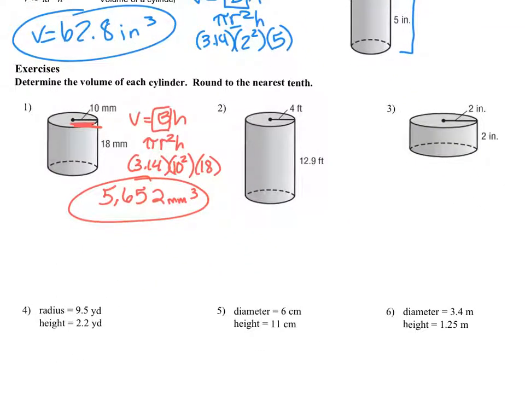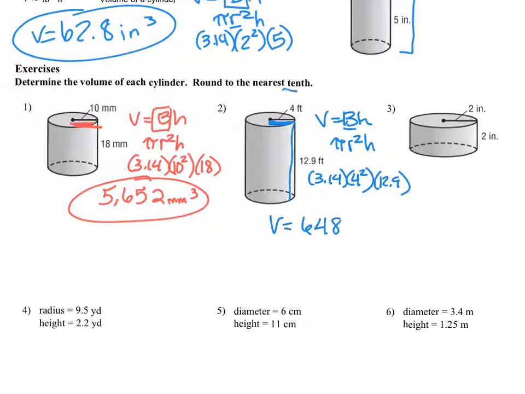Number 2, and I'm going to write my formula every single time, and that's what I want you to do. So pi r squared times height. So 3.14 times my radius, which was 4, times my height, 12.9. So 3.14 times 4 squared times 12.9. And that's going to give me 648, and it said round to the nearest tenth, so I'm going to round it to 648.1. If you do it in the calculator, it's actually 648.096, but I'm going to round it up because it told me to.